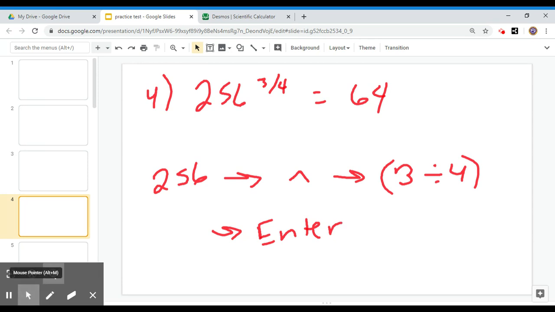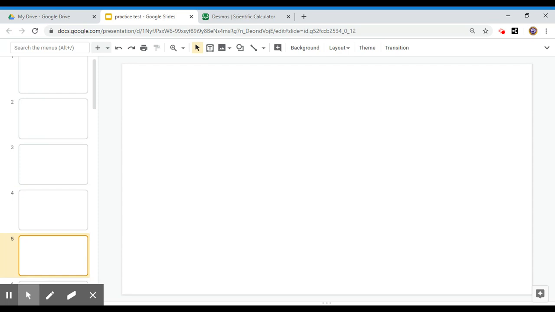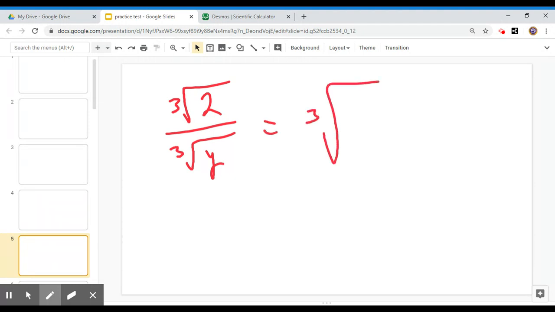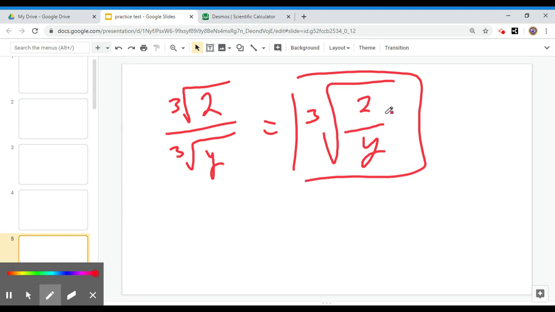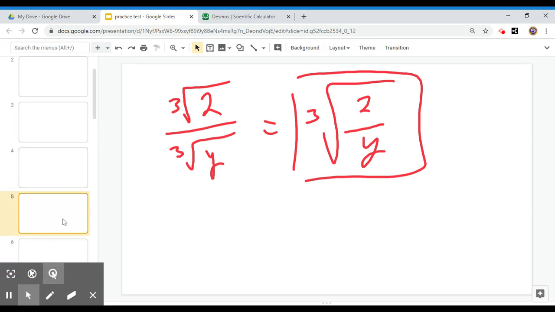All right, number 5, we need to simplify using properties of radicals. Some of you on the quiz made this a little harder than it had to be. All I'm asking you to do here is use the property that says that you can combine them like this. That's all you need to do. And since this is a 2 and a y, you can't simplify that any further. You can leave it just like that. That's fine. That's all I'm asking. So this was number 5.